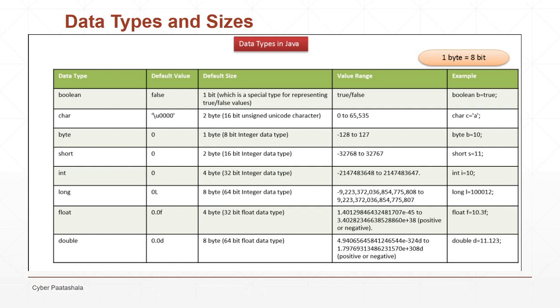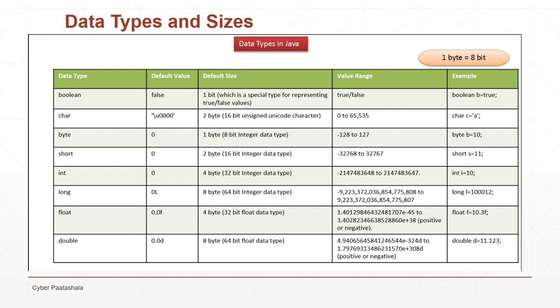Boolean data types are used to store true or false values. Char. We usually use the char data type to store characters. It need not be an alphabetical character. It can be any special character like asterisk, hash symbol, backslash, forward slash, exclamation, and any type of character you can store in the char data type.